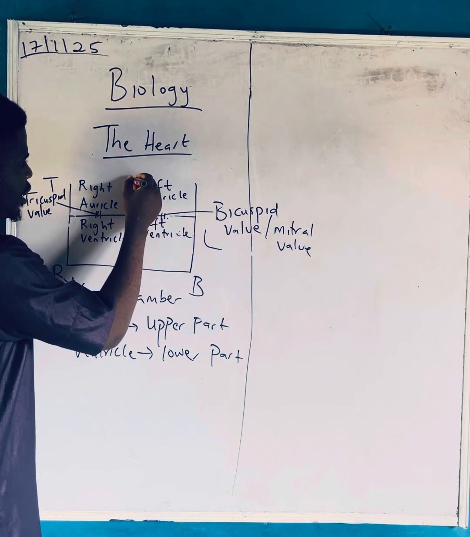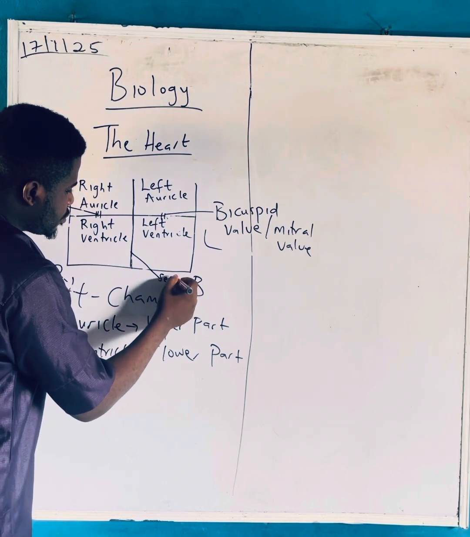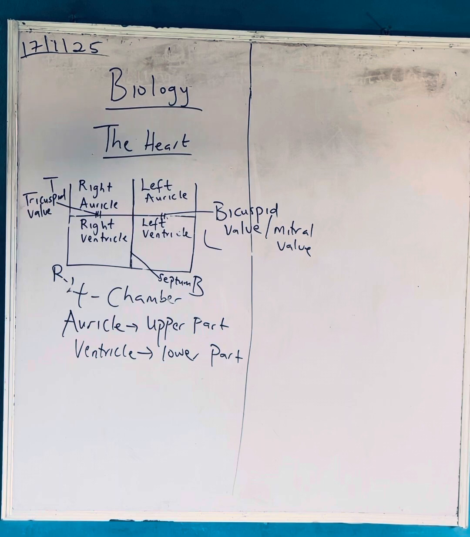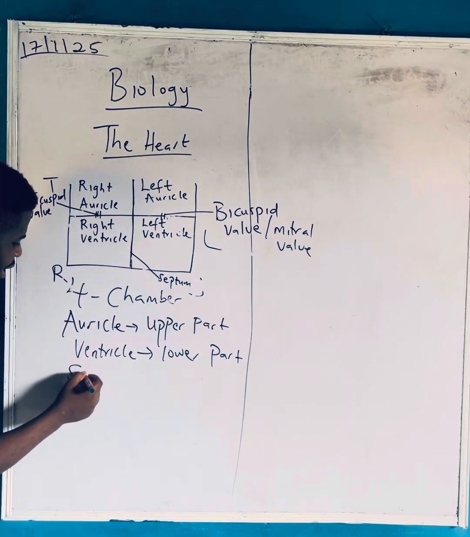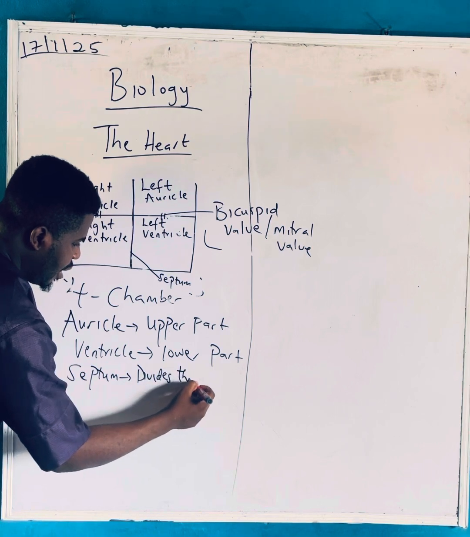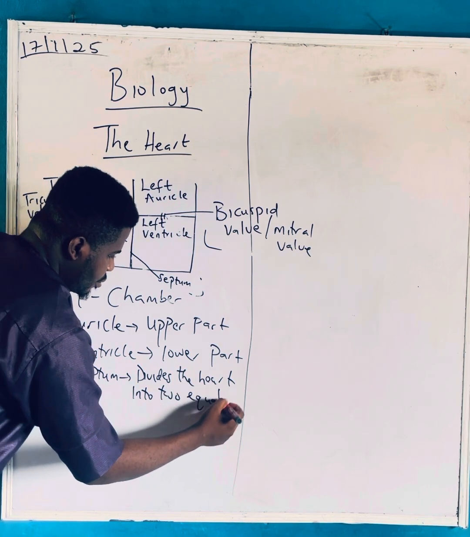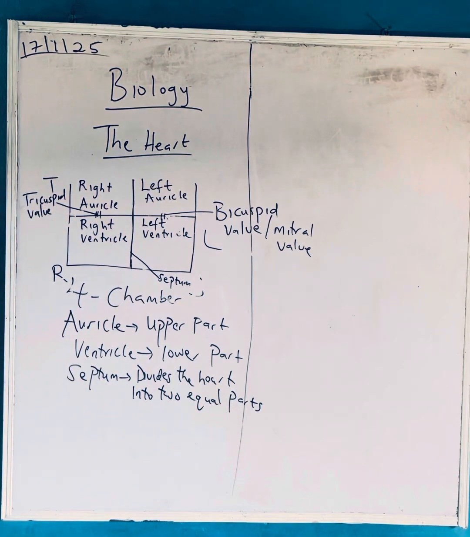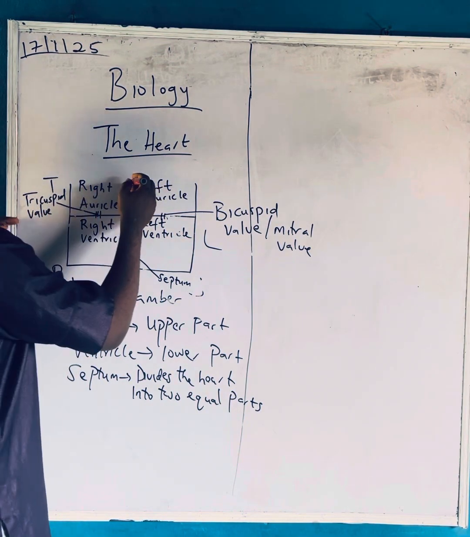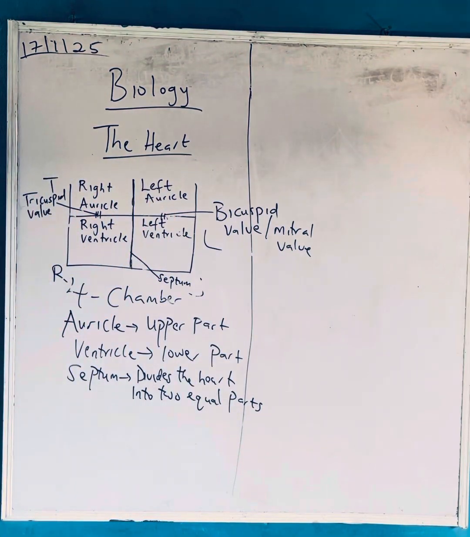And then in this line here, we have the septum. The septum is what divides the heart into two equal parts. So what this signifies is that blood cannot flow here and blood cannot just enter anyhow. So that's the work of the septum, to divide the heart into two equal parts.